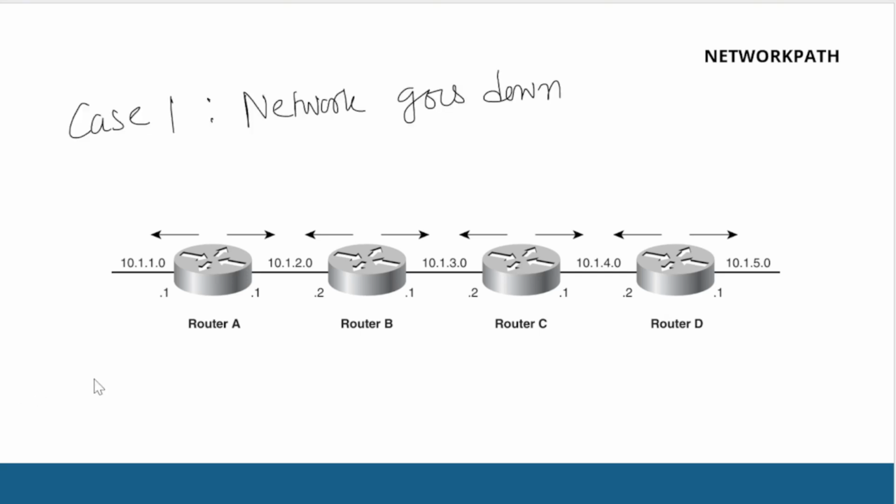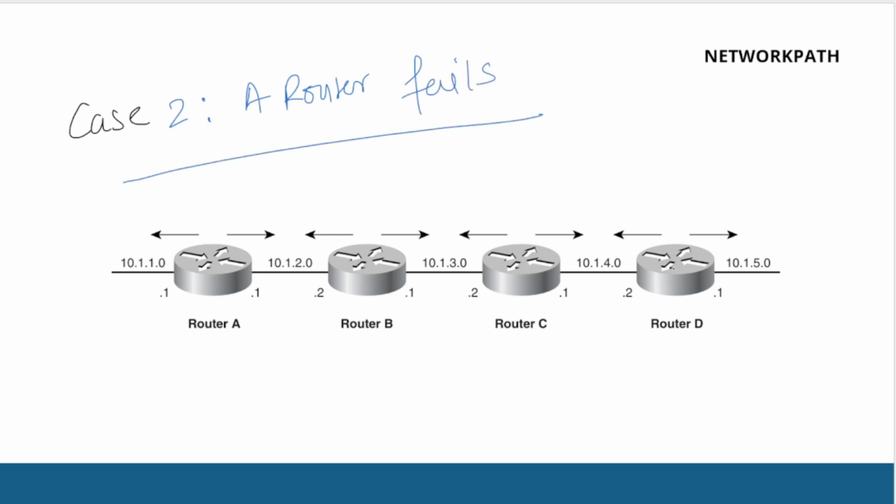Let's talk about the second case, that is, a router fails. Let's say router D in this case got into some issue. This case becomes a bit trickier than the previous one because routers A, B, and C still have entries in their tables saying 10.1.5.0 is reachable through router D. But now D is gone and no one is left to tell them that the information is invalid, right?